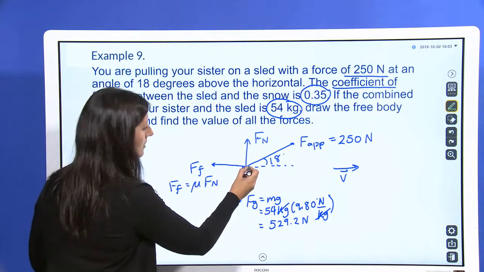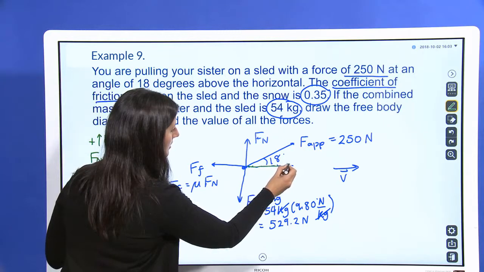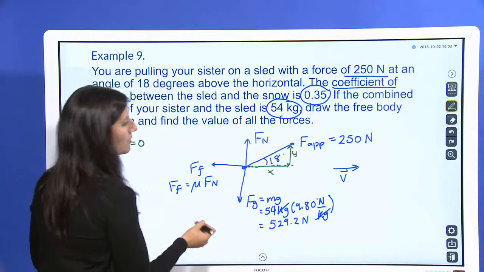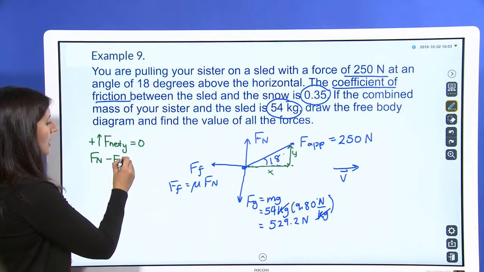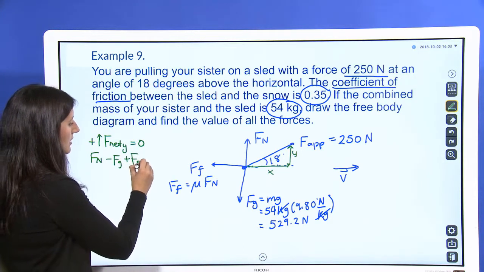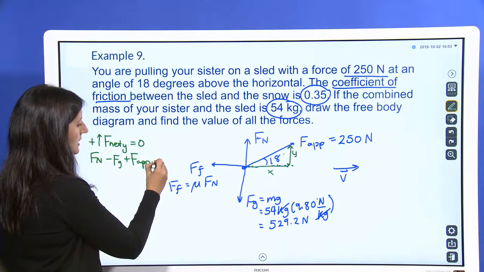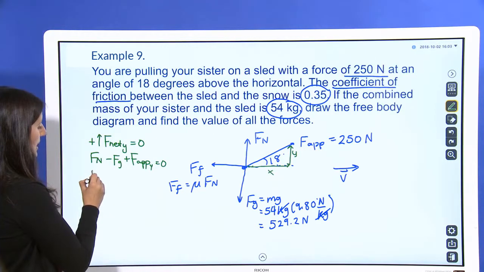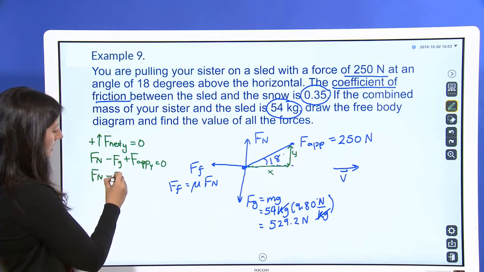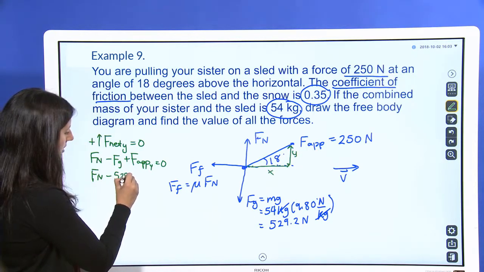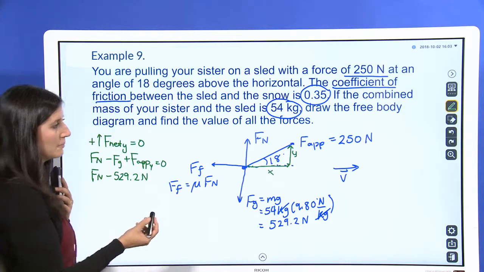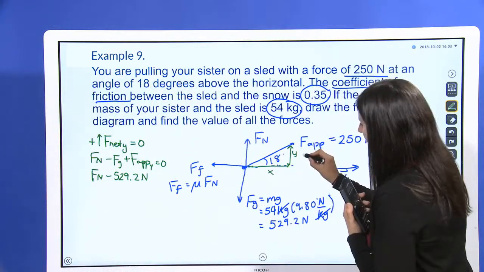And I have the y component. This is my x component. This would be my y component of my F applied. So I'm going to call that positive because it's pointing upwards. Fn minus Fg plus F applied in the y direction equals 0. So my F normal is what I'm looking for. My force of gravity I already found is 529.2 newtons. And my F applied in the y direction, let's do it here.